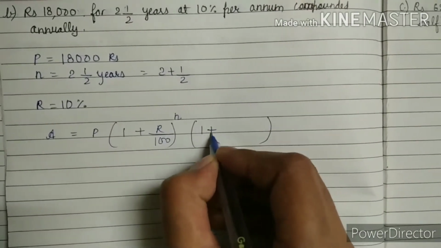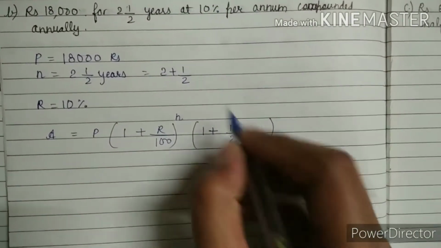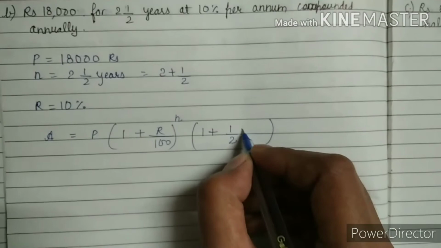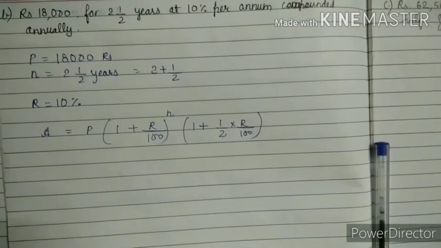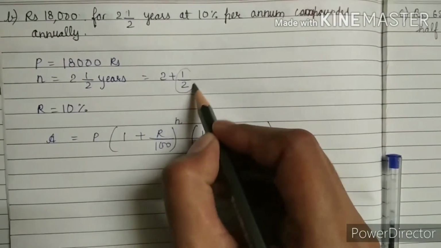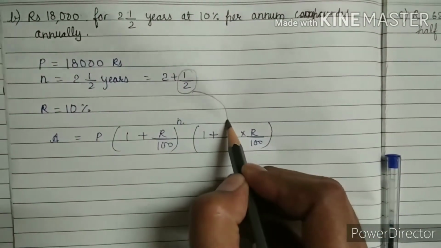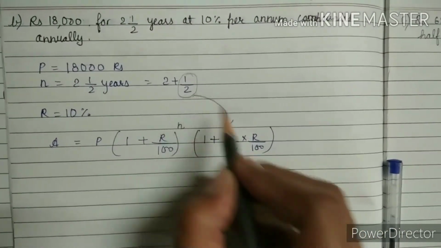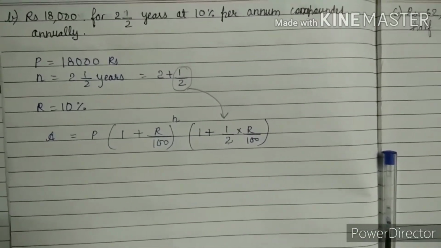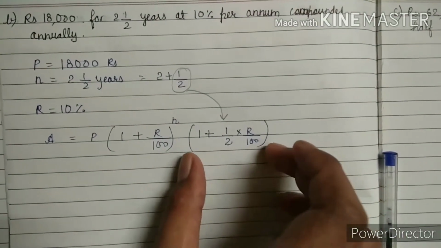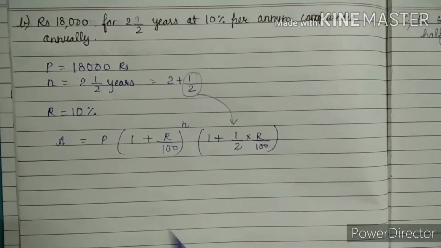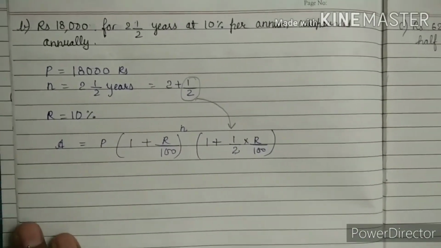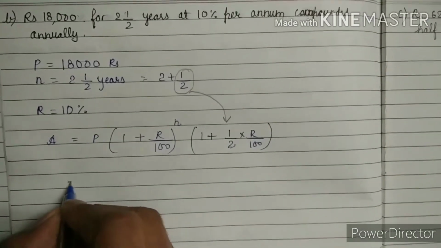So it will be 1 plus 1/2, this fractional value multiplied by r by 100. With a pencil, once again I am showing this half. Only for this half, this bracket is coming and this half directly coming. This is not the part of the formula. This formula is only used when time is given in the fraction and rate of interest is compounded annually.